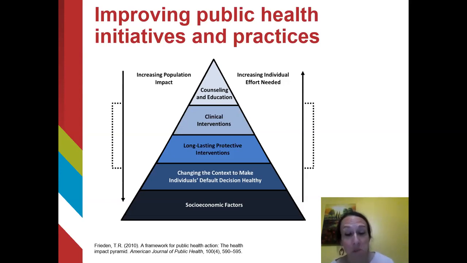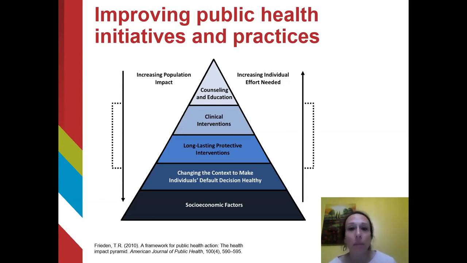Let's think about tobacco. So if I start at the top of the pyramid with counseling and education, I could provide cessation counseling to somebody who smokes and is interested in quitting. That's very important. I go individual by individual trying to help people quit, and that's very admirable, but it's very resource intensive. I can't talk to everybody. I won't have enough hours in the day to make it through everybody who I would need to talk to help them all quit.